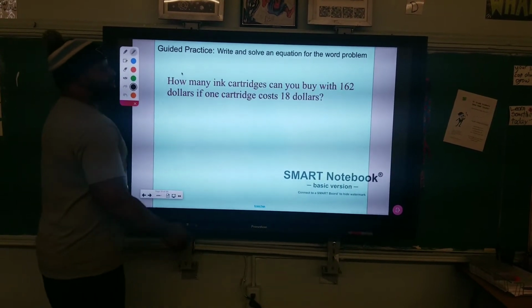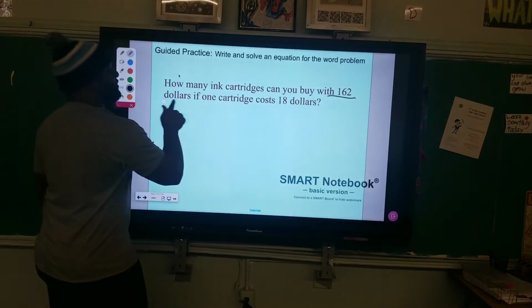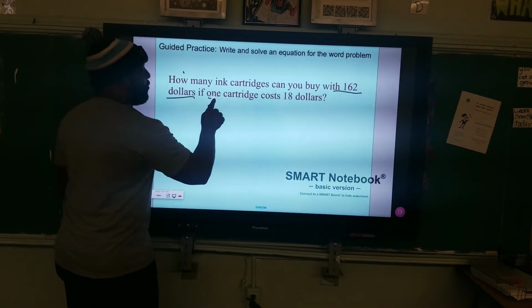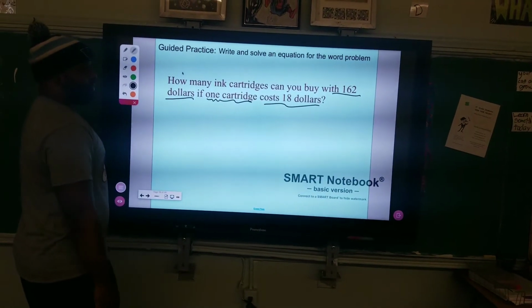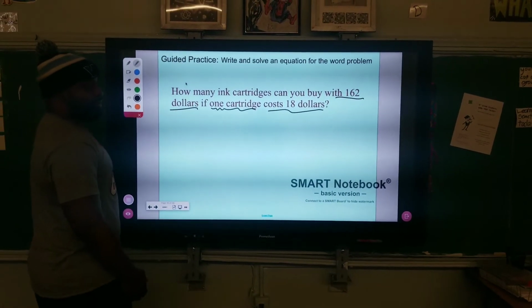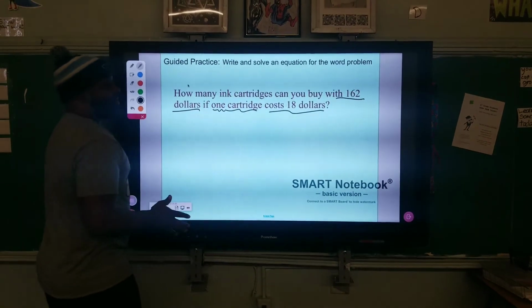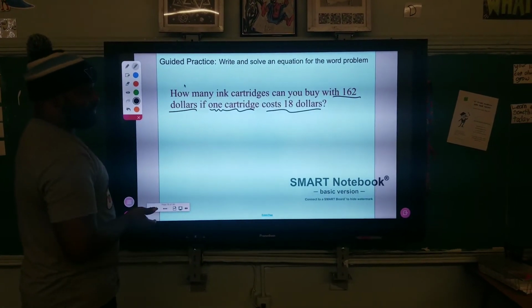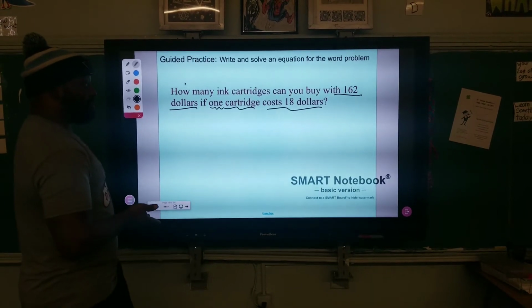Problem number 2 says, how many ink cartridges can you buy with $162 if one cartridge costs $18? So we want to make an equation. We're going from a big amount to a small amount. So that should take away 2 operations, right? So we're thinking about, we want to do division or subtraction.